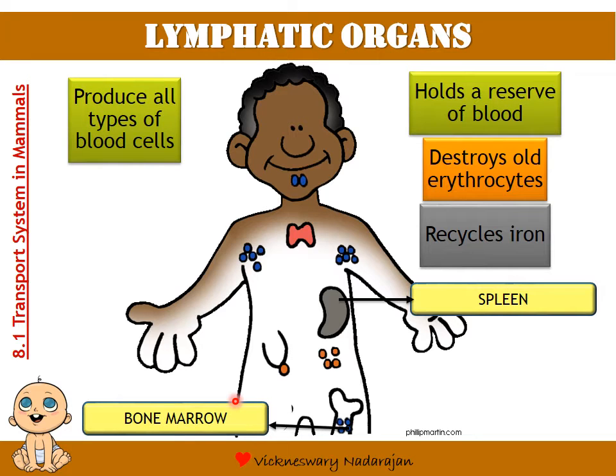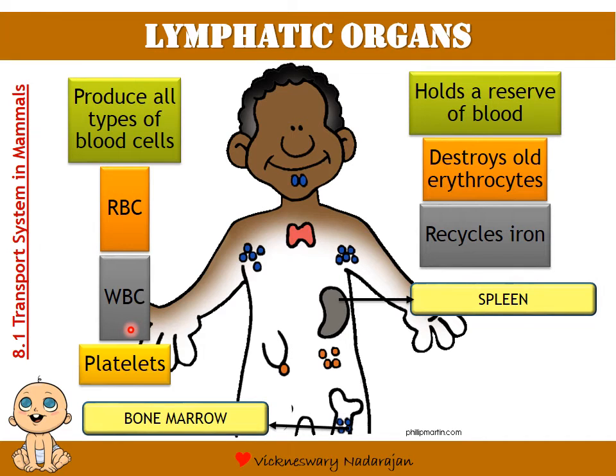Bone marrow has one important function, that is to produce all types of blood cells. This includes your erythrocytes, that is your red blood cell, all the white blood cells, that are the agranulocytes, granulocytes, neutrophil, basophil, eosinophil, lymphocyte B, lymphocyte T, and also platelets. So you see the red blood cell is directly connected to the transport system in mammals, whereas the white blood cells and the platelets will be connected to the immune system.